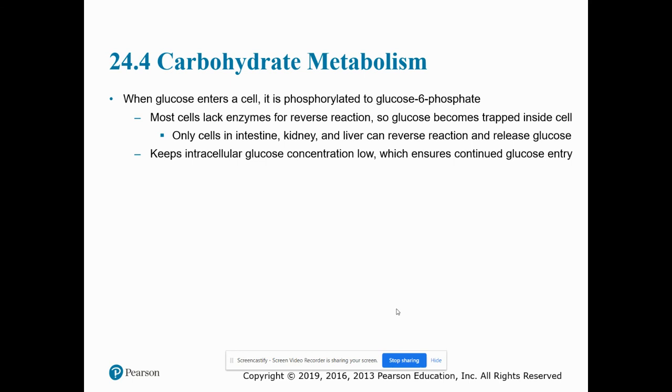We have carbohydrate metabolism. When glucose enters a cell, it's going to be phosphorylated to glucose 6-phosphate. Most cells lack enzymes for the reverse reaction, so glucose becomes trapped inside the cell. Only cells found in the intestine, kidney, and liver can do the reverse reaction and release the glucose. This is going to keep intracellular glucose concentrations low, which is going to ensure continued glucose entry.